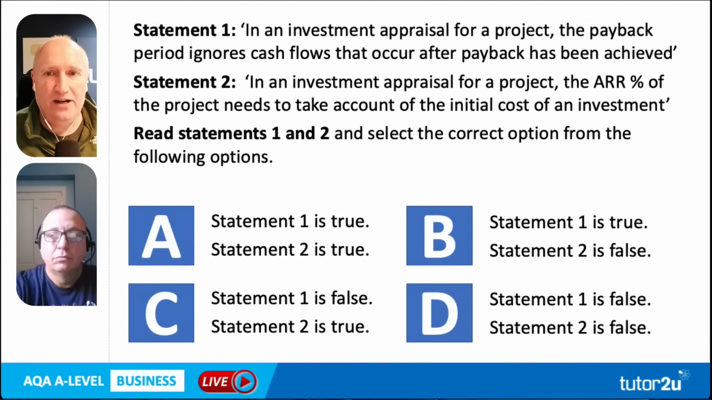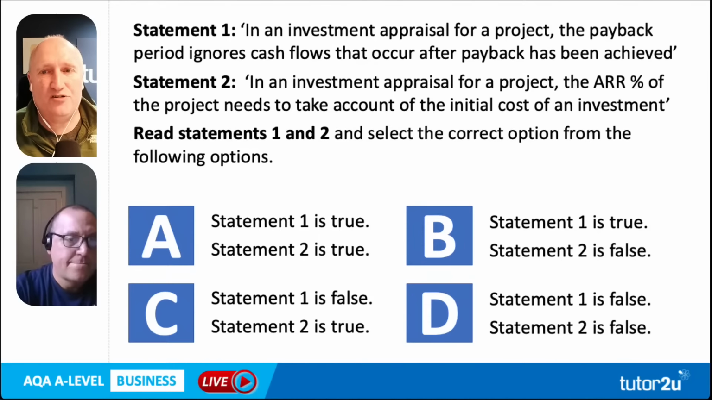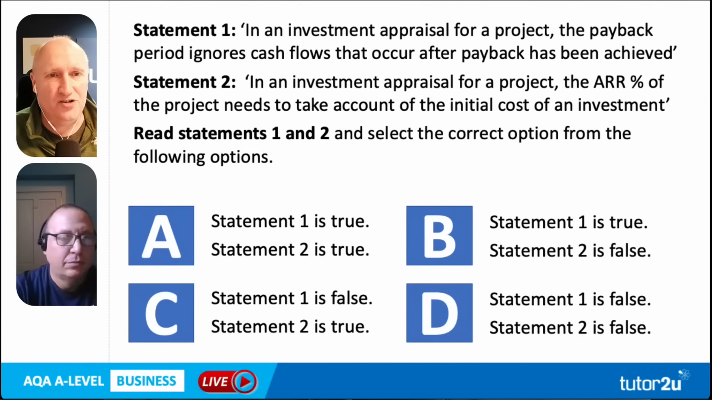Statement two: in an investment appraisal for a project, the ARR of the project, one of the three methods there, needs to take account of the initial cost of an investment. Is that true or false? What do we think? So some combination of those two: true, true; true, false; false, true; false, false.